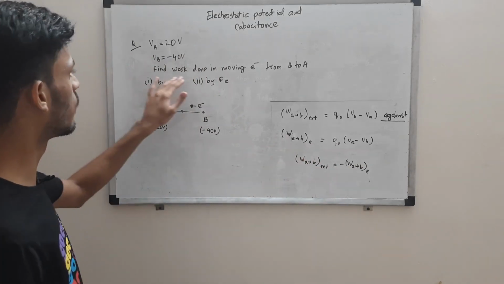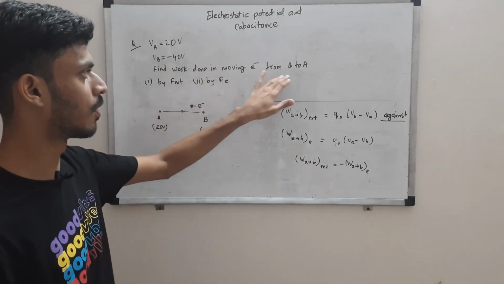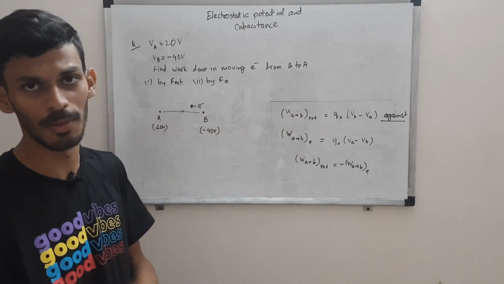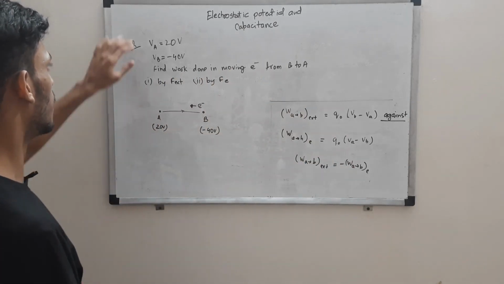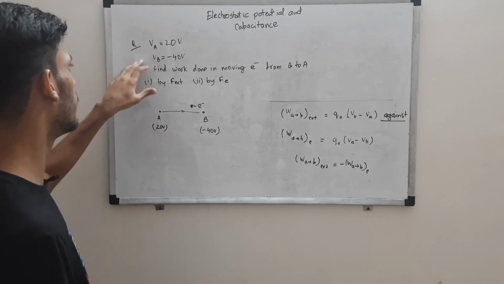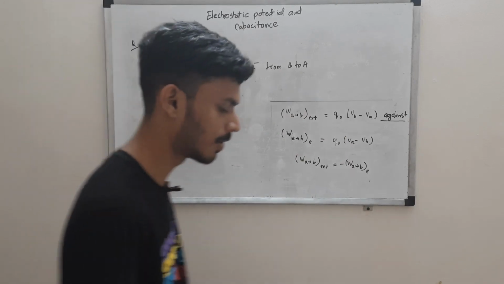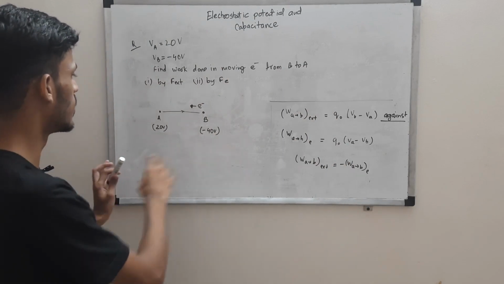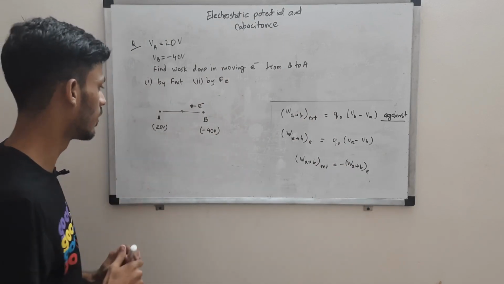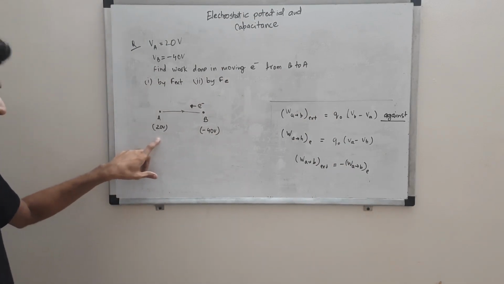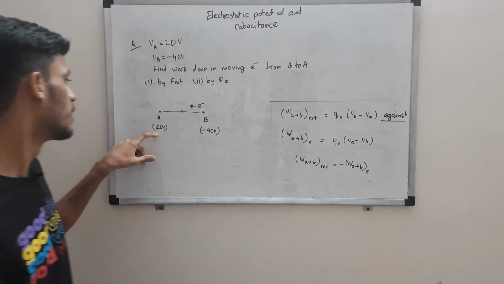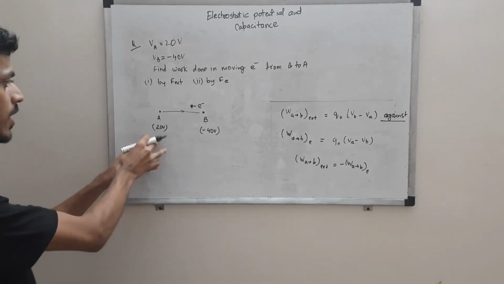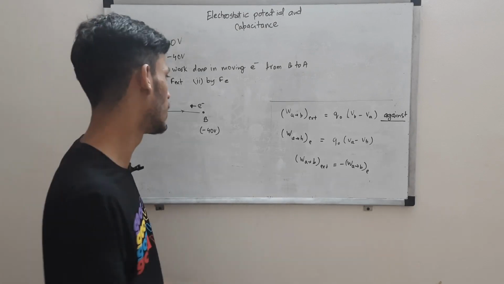Here we are supposed to find the work done in moving the electron from B to A. You can mindlessly use the formula, you will get to the correct answer. The potential at A is given as 20, B is given as minus 40. Let's try and visualize this. Here we have 2 points in space, A and B, their potentials are given. A has the higher potential because B is negative and A is positive, so the potential at A is greater than the potential at B.